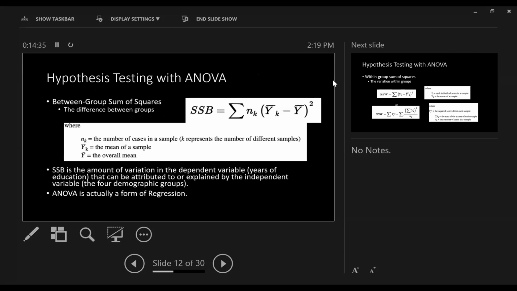So what does it look like? This is our sum of square between group. Again, nomenclature that you don't really need to memorize for this class because we're going to do a practice on how to do it. But the idea, again, is you are summing the number of cases in our sample. K represents the number of different samples, okay? This is the mean of a sample, and this is the overall mean, right? So you take the difference between those, square it, multiply by the number of cases in the sample, and you sum all of that as you go through.